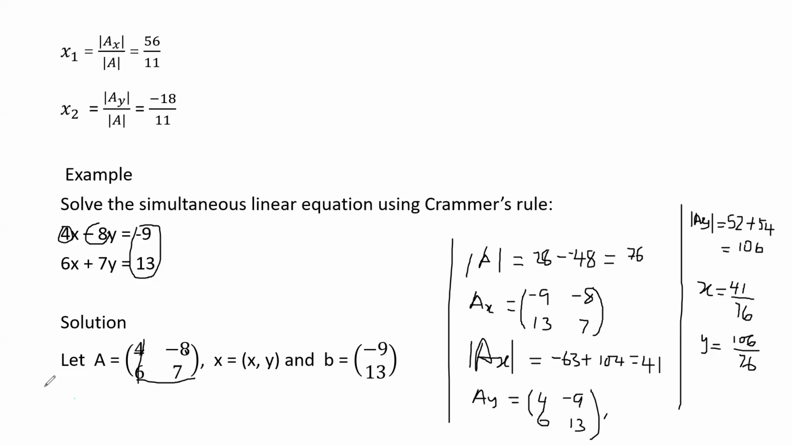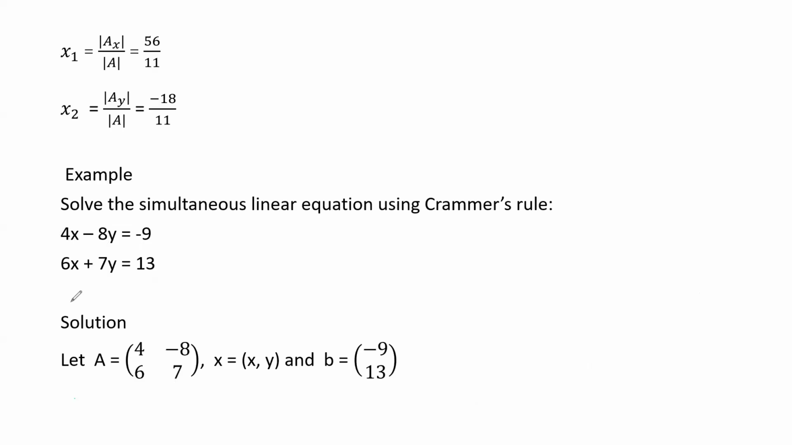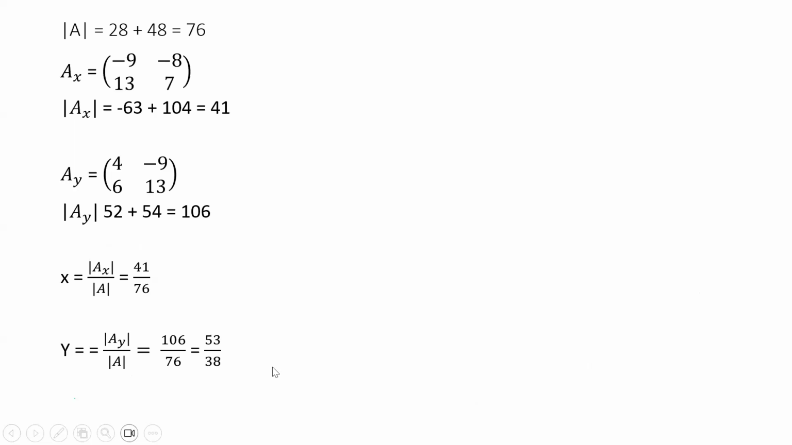Are you okay now? Yes, sir. Any other question, please? Did you understand it? You may not see the sense of it if we have only two simultaneous equations. But if you have 3, 4, 5, then you see that this is a very nice method. So when you simplify that, you are going to get 53 over 38, and X is 41 over 76.